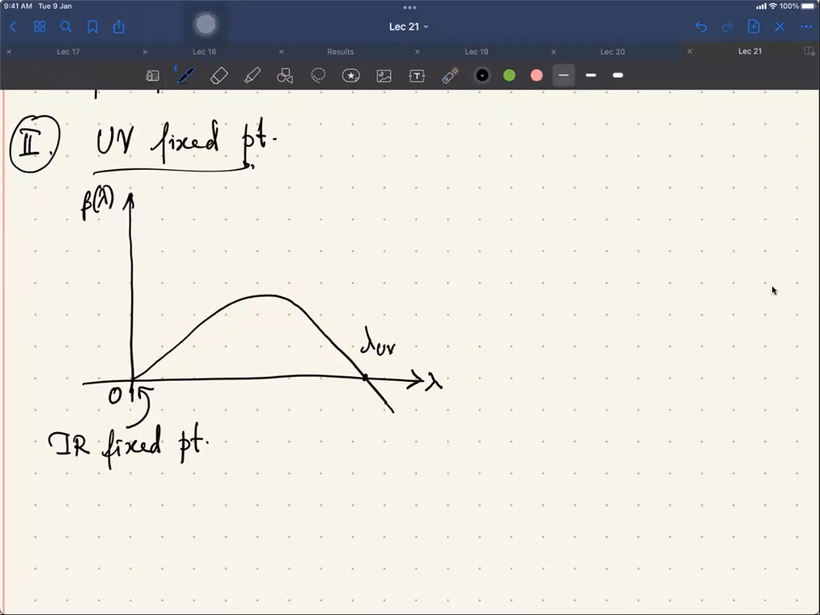If you start out with a lambda which is less than lambda UV, then you are here, and the flow is along this direction because beta is positive. If you start out with a value which is higher than lambda UV, then you are here and beta is negative, and therefore you should move towards decreasing values of lambda. So it's a fixed point, because whichever way you come, you reach this particular fixed point, and it's called a UV fixed point.